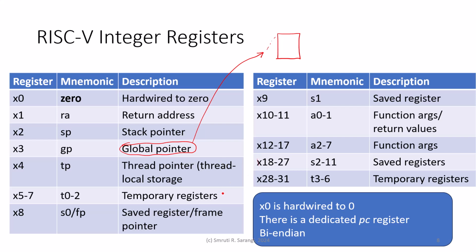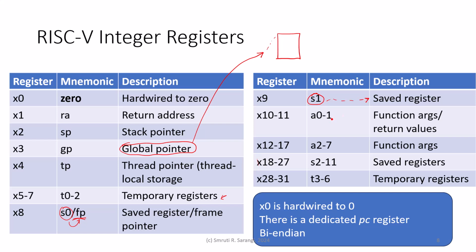So then, let's come back, we have temporary registers that are not saved. And then we have the register S0, which is a saved register. So this is the frame pointer, which marks the start of the current frame, what is also called an activation block. So essentially the area of the stack that stores the state of the current function's execution. So S0 can act like a regular saved register or like the frame pointer. Then X9, which is S1, similarly is a saved register.